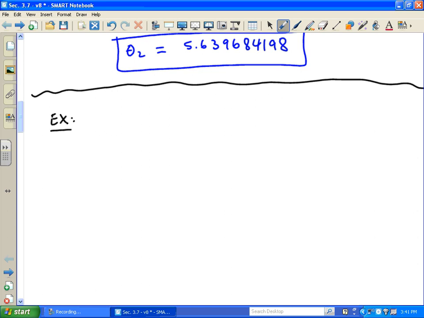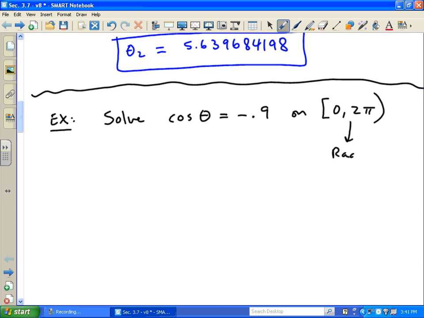This is just kind of a slight variation of the two other examples I've showed you. Let's say that we want to solve cosine of theta equals negative 0.9 on the interval from 0 to 2 pi. Okay. We make sure that our calculator is in radian mode. Once again, on this particular equation, we see that it's already solved for the trig function.